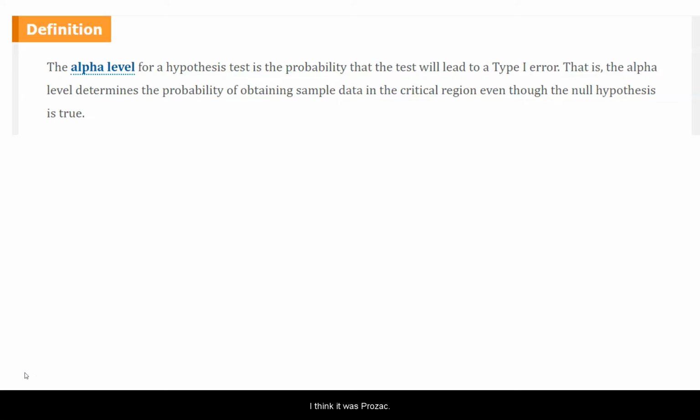I think it was Prozac that had some, and this is years ago, some violent side effects. So in that case, that might be one particular reason why you would choose a lower probability of a type 1 error.